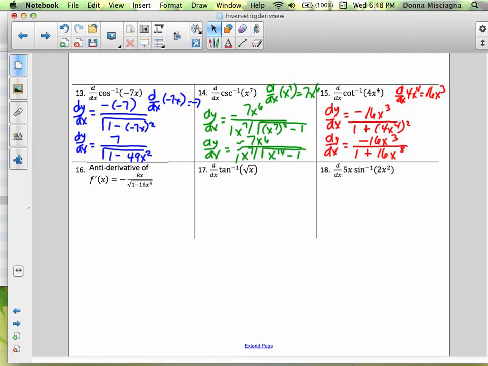All right, so now let's do 17 and 18, and then we'll come back to the antiderivative. All right, so let's rewrite that first. We have to take the derivative of the inside, so that's x to the 1/2. That derivative is 1/2 x to the negative 1/2.